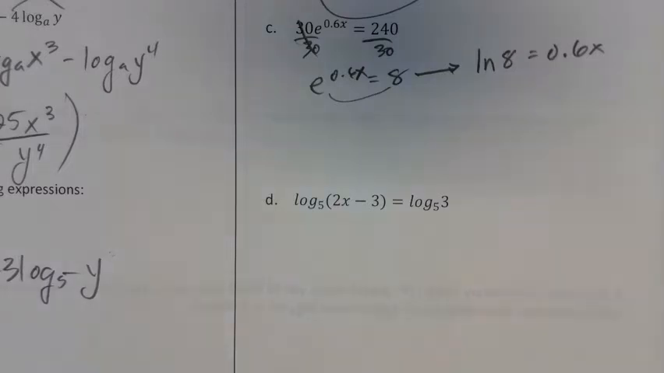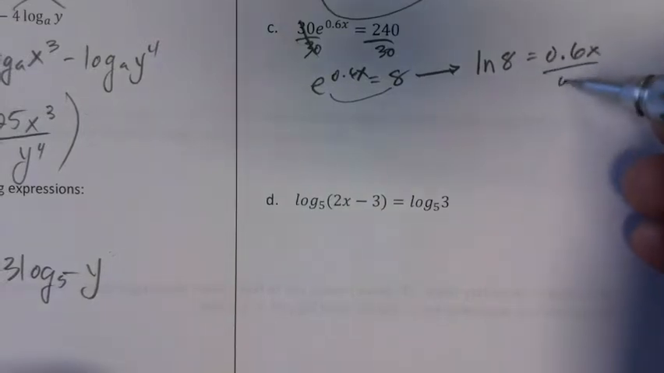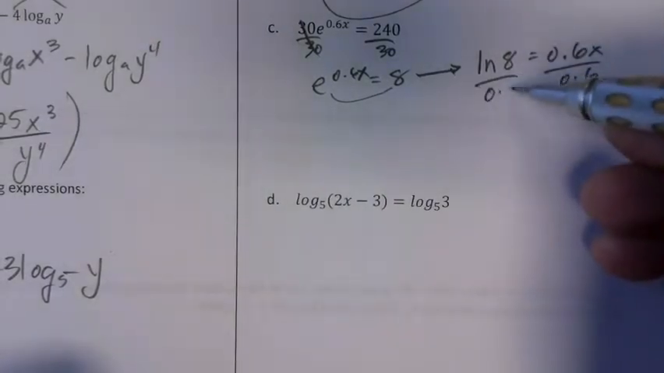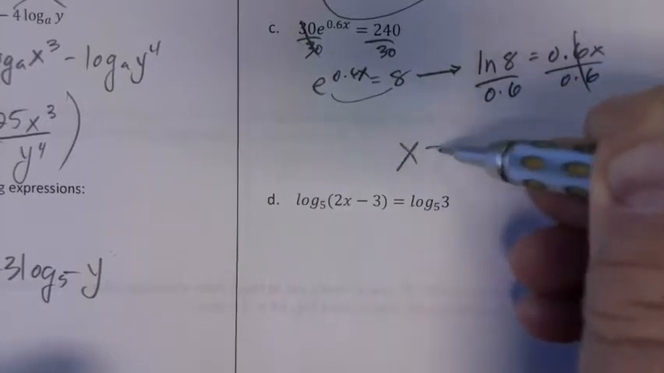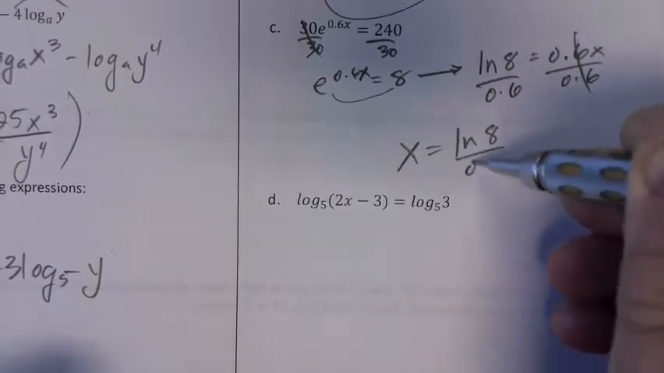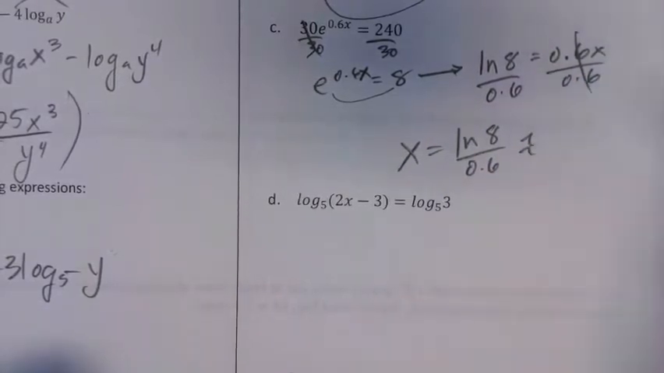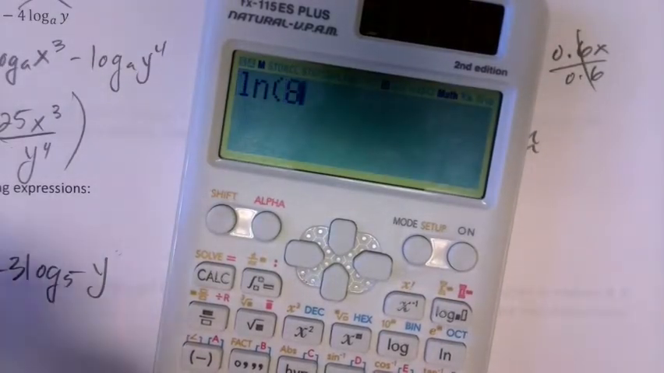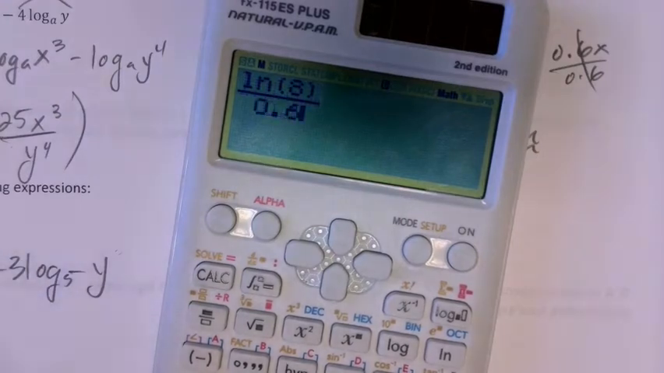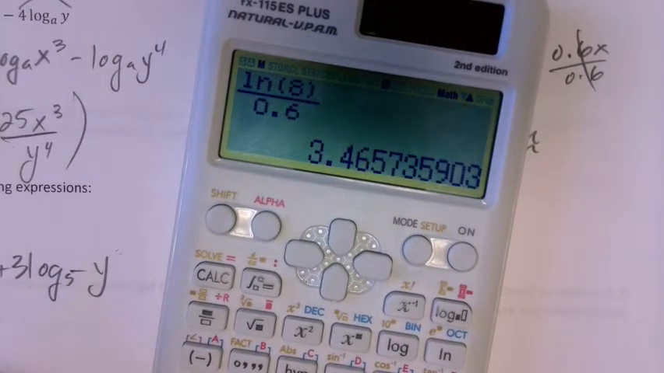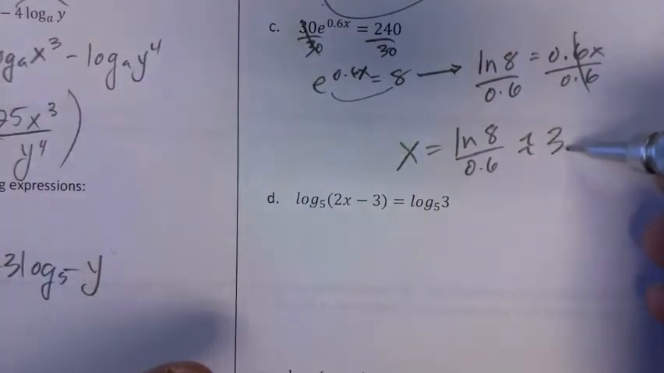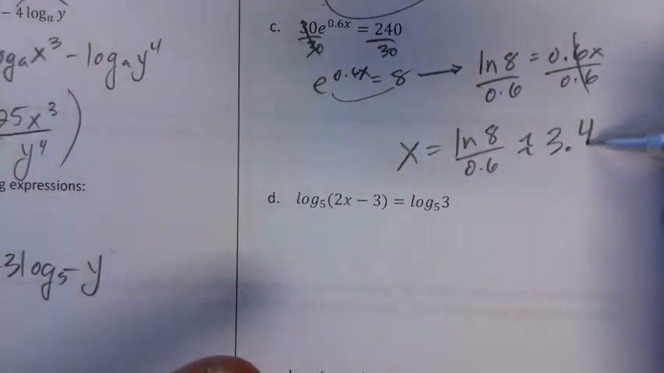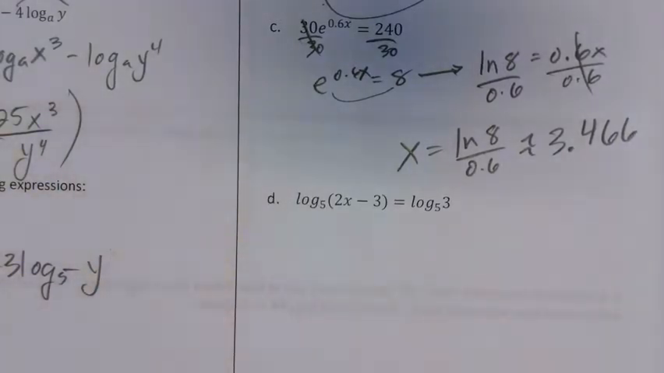Cool. Now, that natural log of 8 is just a number, so it's going to simplify to be just a number. So I just need to get the x by itself. I'm going to do that by dividing by 0.6. And there I get x equals natural log of 8 over 0.6. Natural log of 8 all over 0.6, and I get 3.466. And on the assignments, I had you round to the nearest thousandth. I'll probably have you do the same thing here.